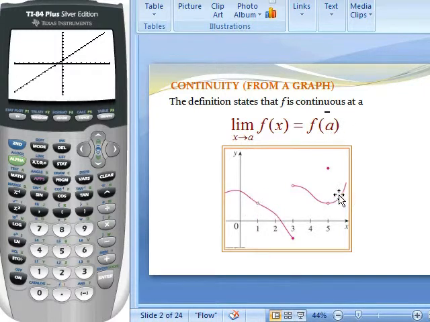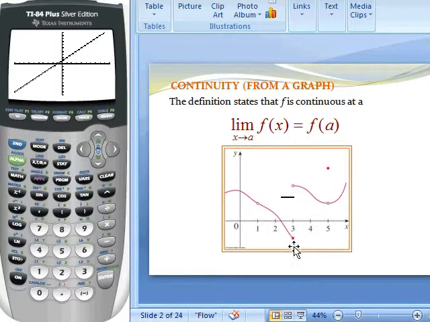Let's look at some points on this graph, 1, 3, and 5, where some funny things are happening. At 1, the function is not defined, even though there is a limit. So this part of the definition does not work. Therefore, it's not continuous at 1.